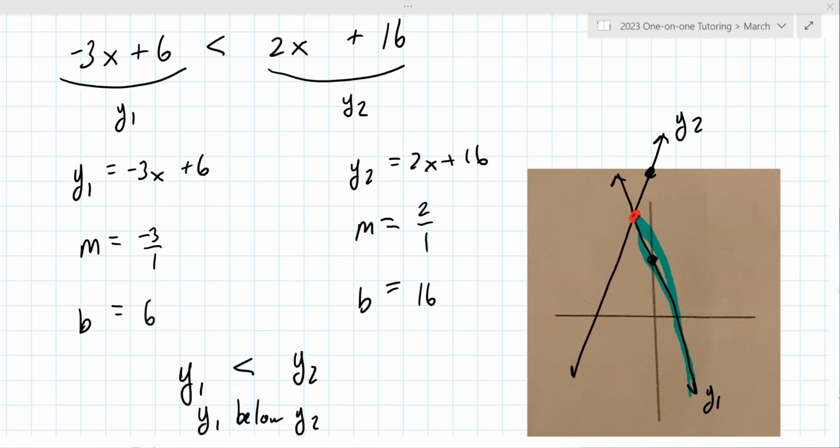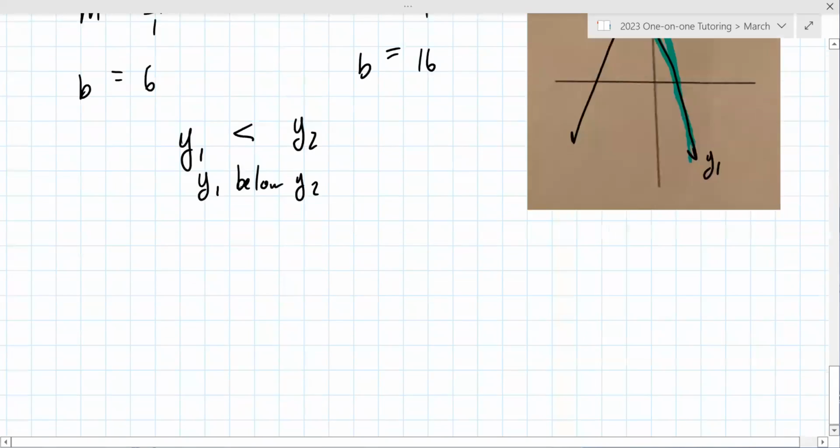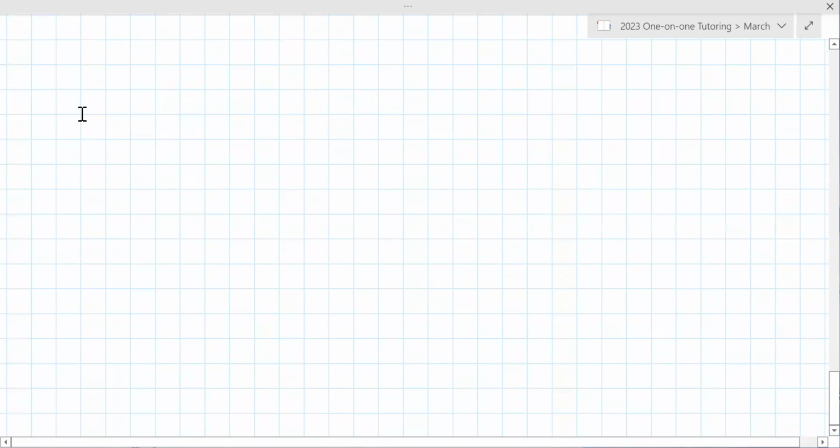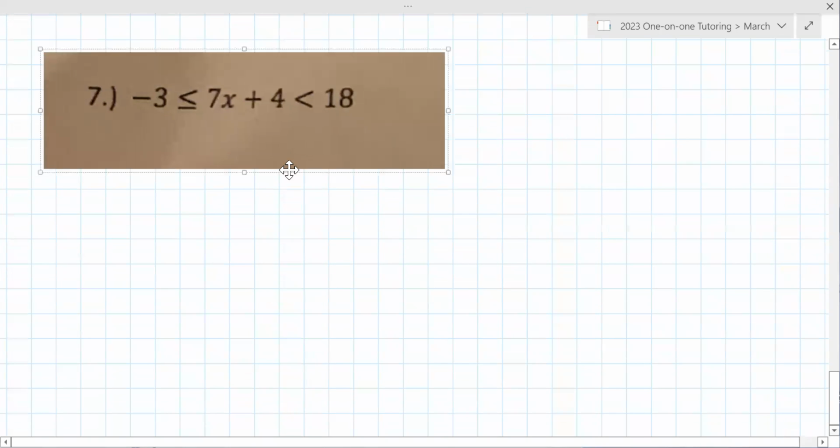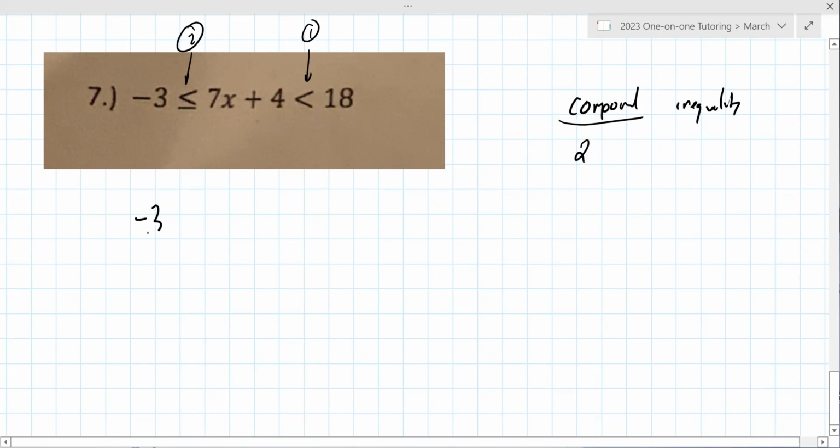All right, let's do number 7. 7's kind of the next easiest type to do. All right, so 7 is considered a compound inequality. When you think of compound, it just means there's 2. You see 1, 2, like that. I'm going to just rewrite it here without the 7 on the left there.